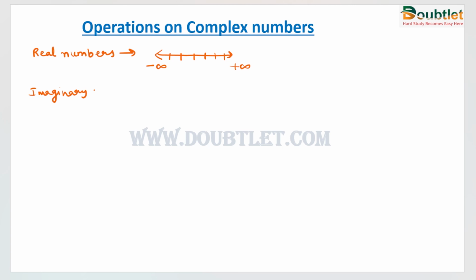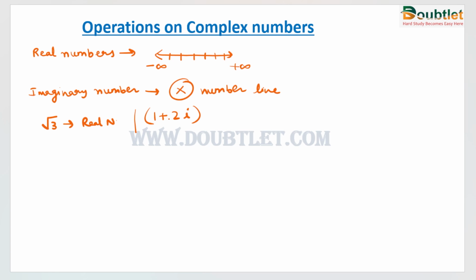Imaginary numbers in the sense that these cannot be represented on the number line. So we cannot represent complex numbers on the number line. So how will we differentiate? Suppose we write a number, that is 3. This is a real number. And if I write an example of 1 plus 2 iota, this is an example of a complex number. This 1 plus 2 iota cannot be plotted on the number line.